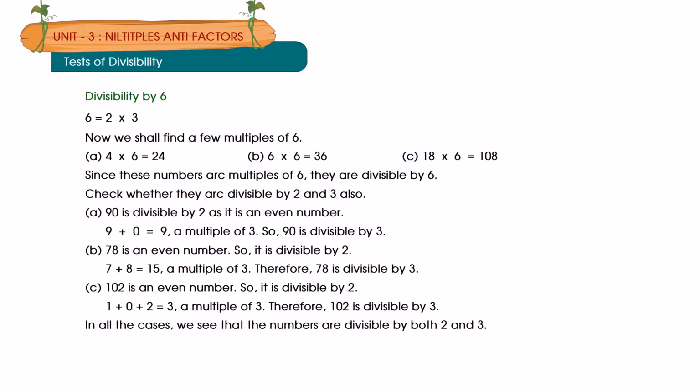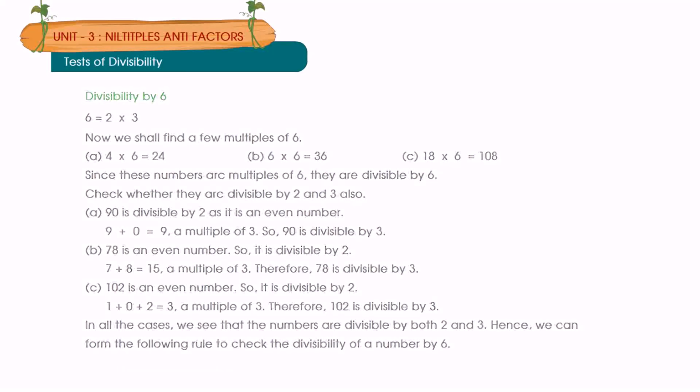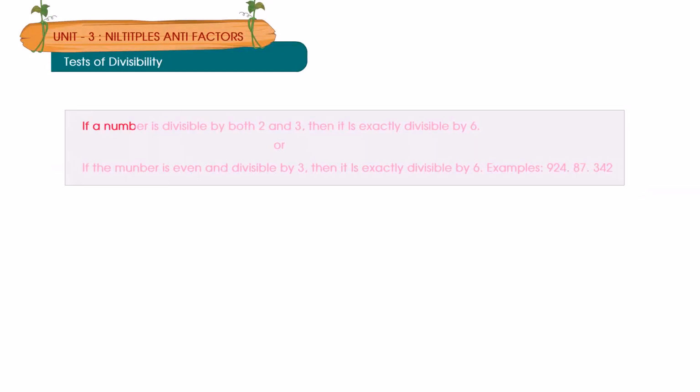Hence, we can form the following rule to check the divisibility of a number by 6. If a number is divisible by both 2 and 3, then it is exactly divisible by 6. Or, if the number is even and divisible by 3, then it is exactly divisible by 6.